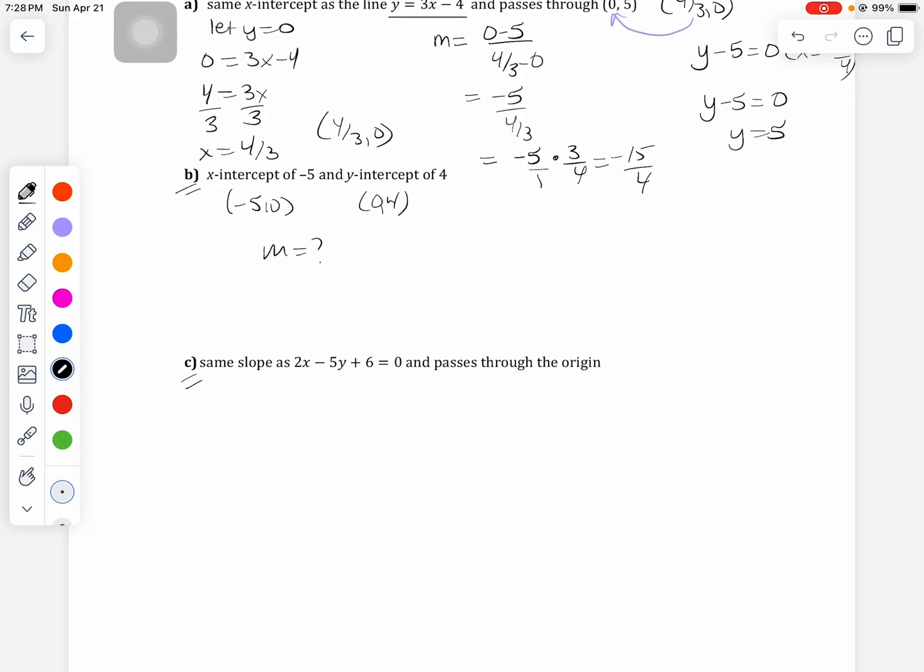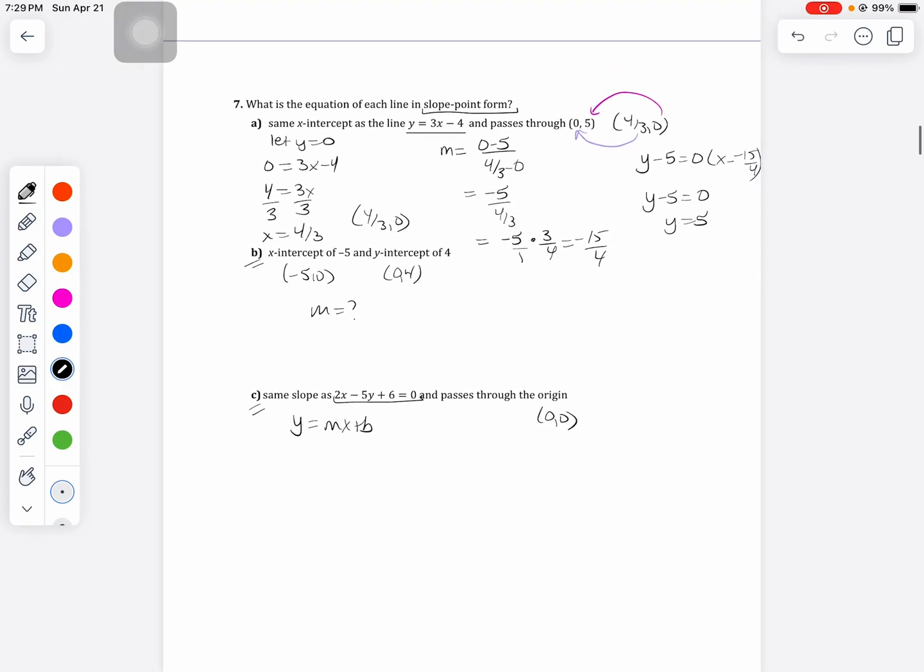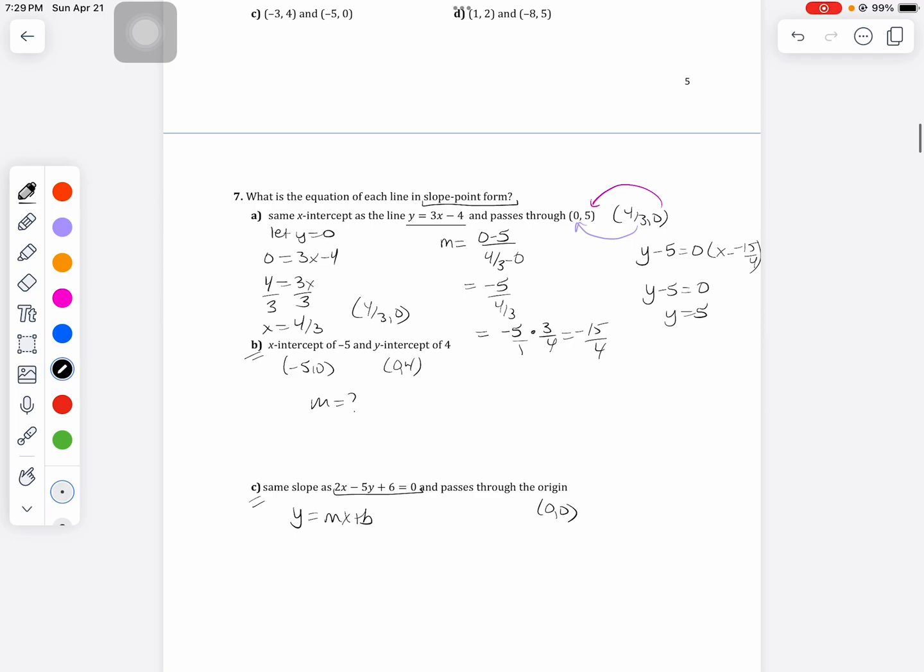And the last one here, same slope as this line. We can't see the slope there because we need to change it to mx plus b. So we're going to change that to y equals mx plus b and use the point 0, 0. So hopefully this helps a little bit with the homework. I know that some of these are challenging.